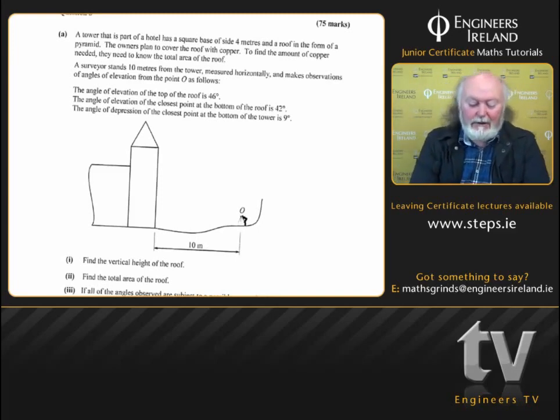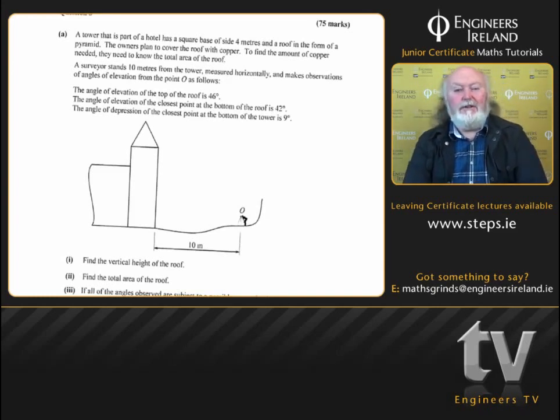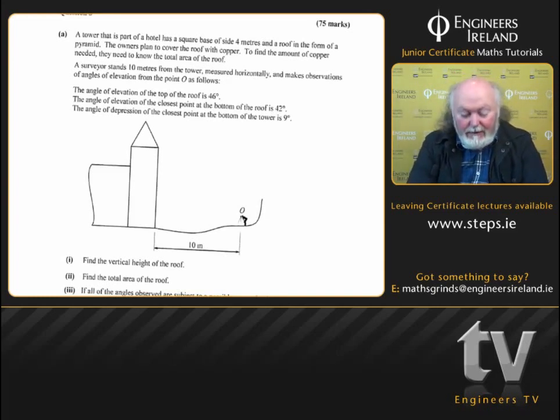Look at this problem. A tower that is part of a hotel has a square base of sides 4 meters and a roof in the form of a pyramid. The owner plans to cover the roof with copper. To find the amount of copper needed, they need to know the total area of the roof. Straightforward, sounds practical problem. A surveyor stands 10 meters from the tower, measured horizontally.